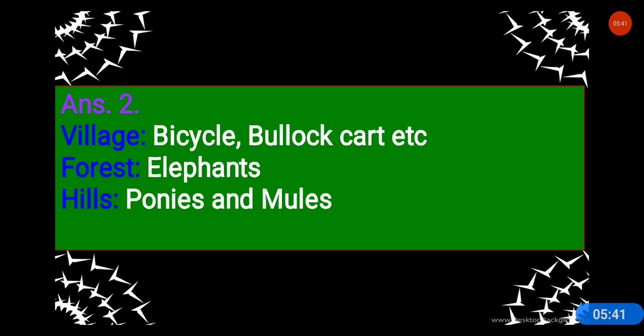Answer 2. So in a village we use a bicycle or bullock cart as transport. In a forest we use elephants as transport. On hills we use ponies and mules as transport, and in a desert we use camels as transport.